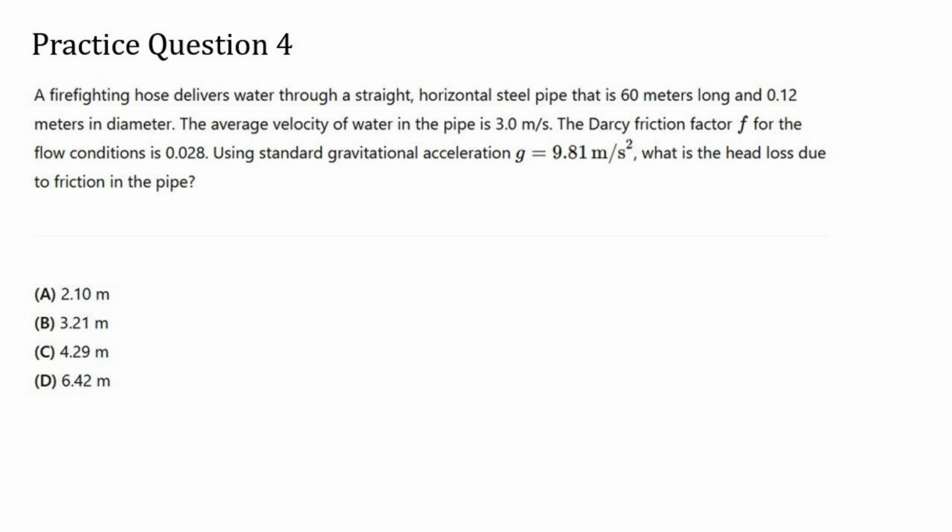Practice question 4. A firefighting hose delivers water through a straight, horizontal steel pipe that is 60 meters long and 0.12 meters in diameter. The average velocity of water in the pipe is 3 meters per second. The Darcy friction factor for the flow conditions is 0.028. Using standard gravitational acceleration 9.81 meters per second squared, what is the head loss due to friction in the pipe?